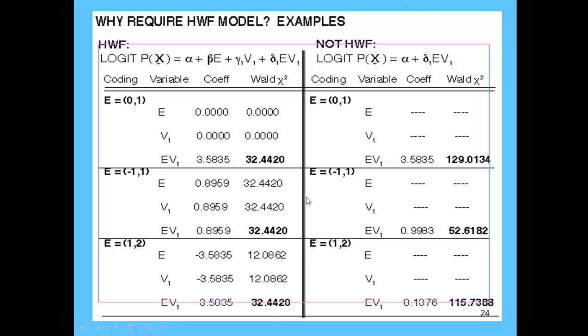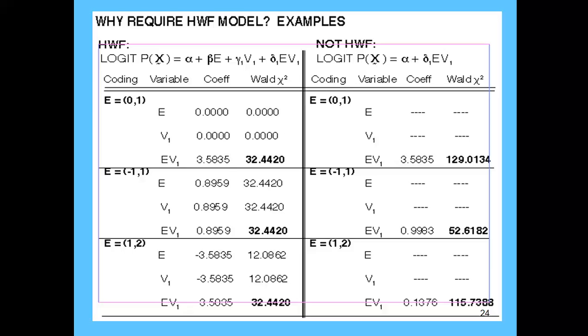Now look over here. You see the 32.4420? What's that? That's the Wald chi-square for the significance of that product term, right? What do you notice about whether you code it this way, 0, 1, minus 1, or 1 and 2? What do you notice the result is? It's identical. You get the same conclusion, identical regardless of how you've coded E in a model that's hierarchically well formulated. Here's the model that's not hierarchically well formulated. What happens? Well, these tests are different.